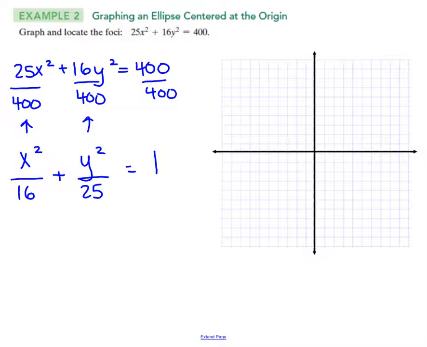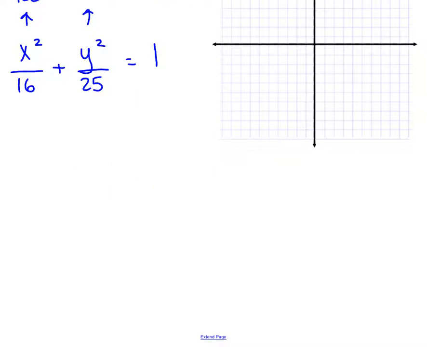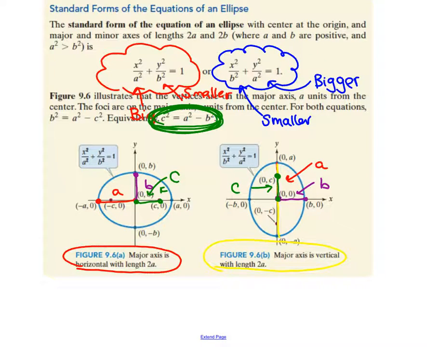So now I need to decide between which of the two standard form equations it is. We look at the denominators, and we see which one is the bigger number. This one is smaller. This one is bigger. So the orientation is like the blue equation here, right? So our ellipse is going to go vertically. So we're going to choose this blue equation.